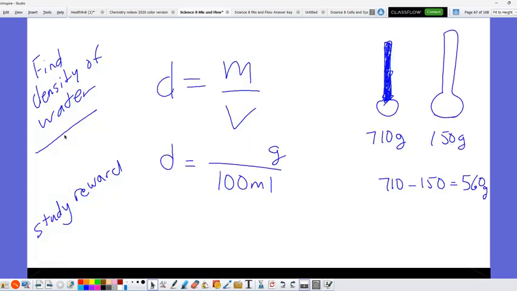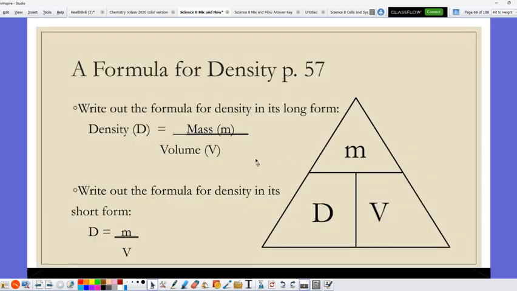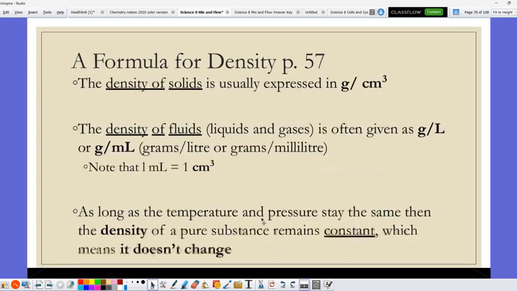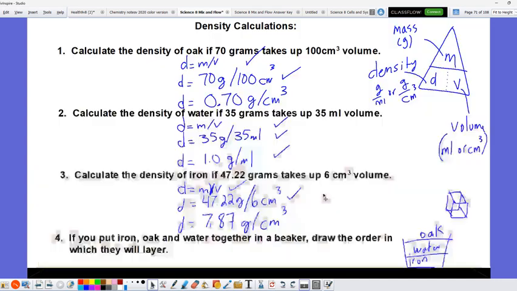So we talked about this formula. We did some calculations with it. There's your triangle again for the density. And density of a solid is expressed in grams per centimeter cubed or grams per mL. The density of fluids, liquids, and gases are often given as grams per mL or grams per liter. Notice that 1 mL is 1 centimeter cubed. That's for water, anyways. As long as the temperature and pressure stay the same, the density of a pure substance will remain constant, which means it doesn't change.